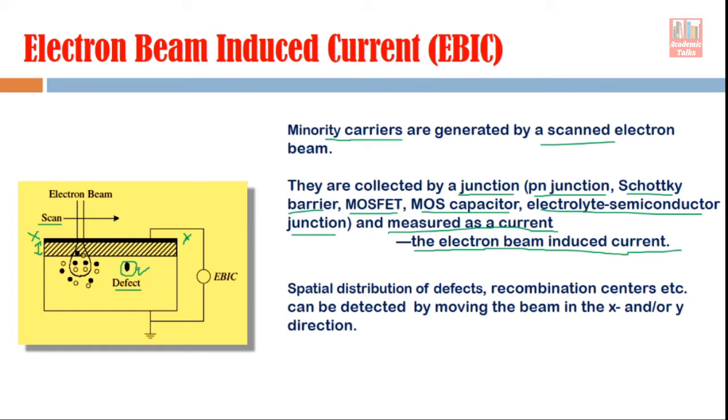So if there is no defect present in that portion, the current will remain a normal current. But if the defect is present there, then the current will reduce. And how much reduction there is in the current depends on the type of defect, and you can say it also depends on the defect density.